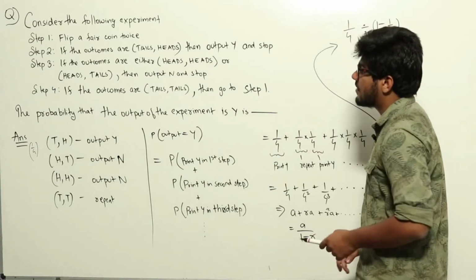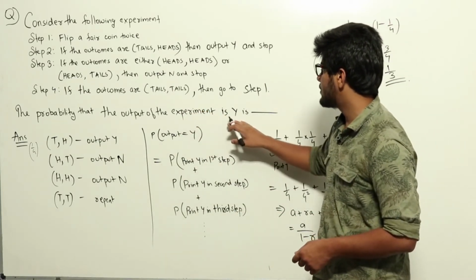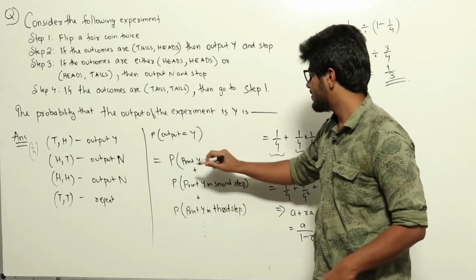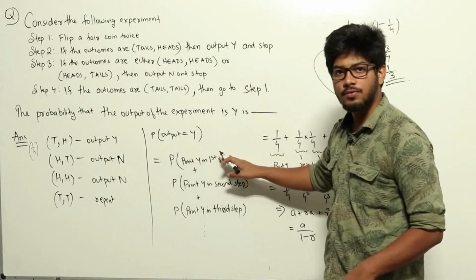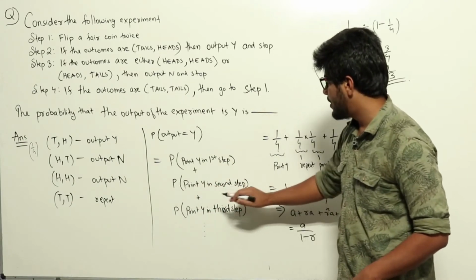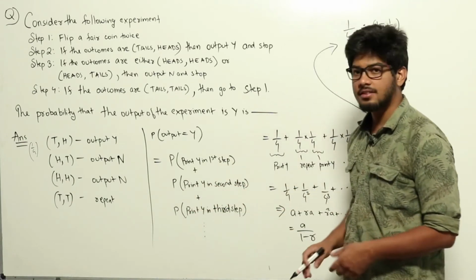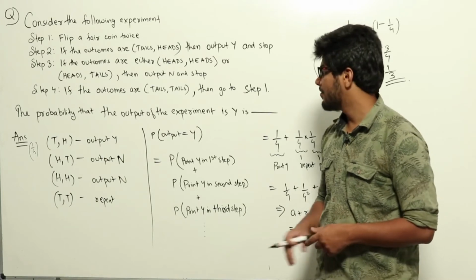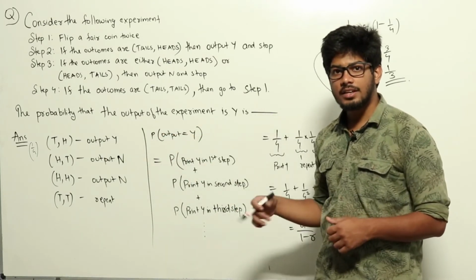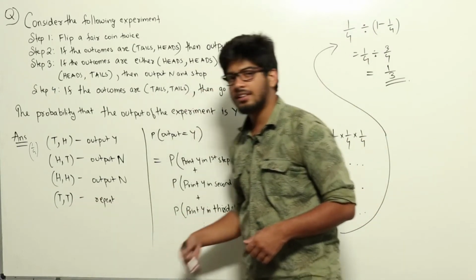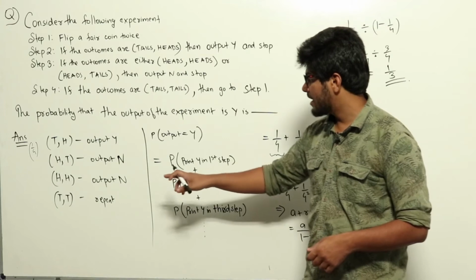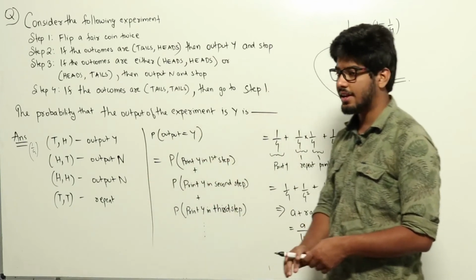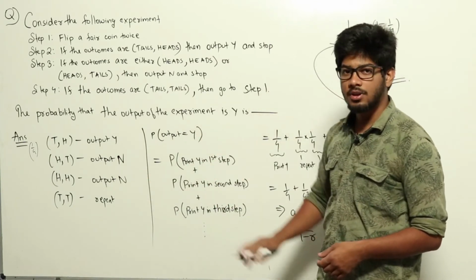So in the question they have asked us what is the probability that the output of the experiment is Y. Now the probability that the output of the experiment is Y is the same as the probability that we'll be printing Y in the first step, plus the probability that we'll be printing Y in the second step, plus the probability that we'll be printing Y in the third step, etc. So for an output Y to appear, we can either print Y in the first step itself, we get tails, heads and we print Y, or we get a repeat outcome, and then in the second trial we get Y, or we get a repeat first, and the second time also we get repeat, and the third time we get Y. Similarly we can keep on doing it like that. So the sum of all those will be the probability that the outcome is Y.